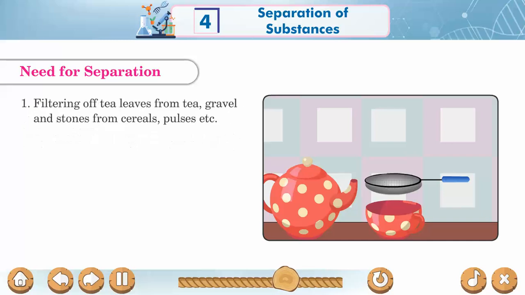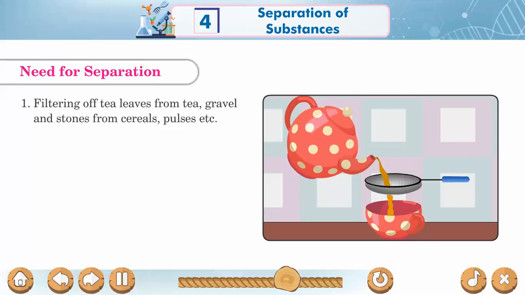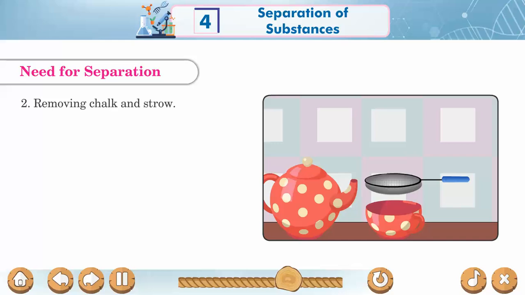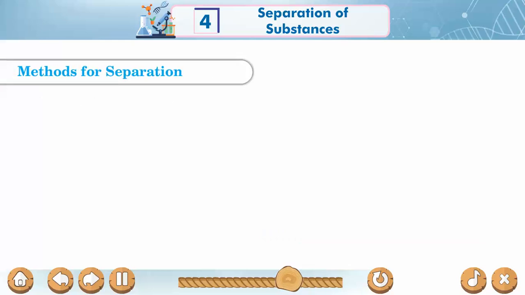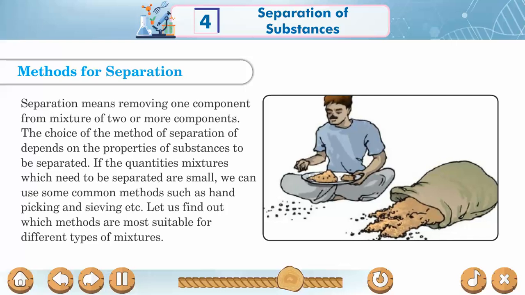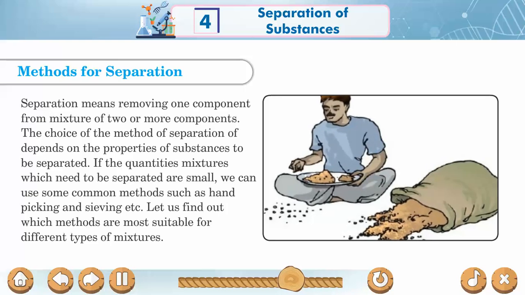For example, filtering of tea leaves from tea, gravel and stones from cereals, pulses, etc. Removing chalk and straw. Methods for separation. Separation means removing one component from a mixture of two or more components.